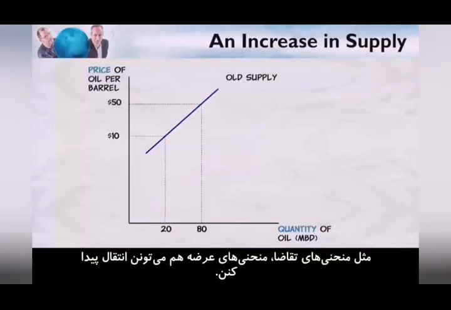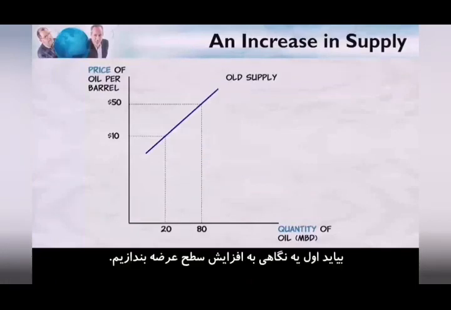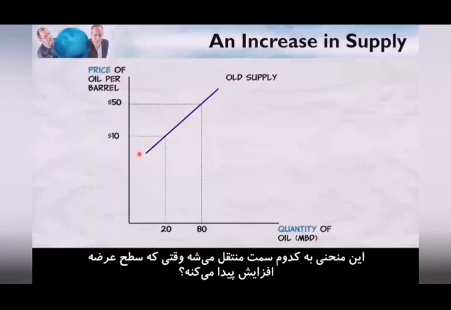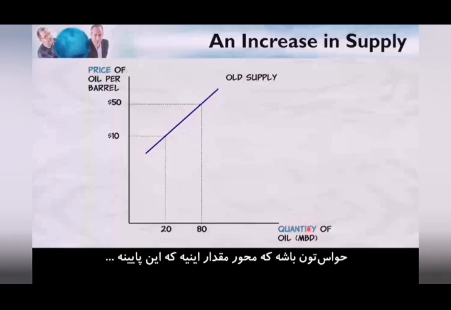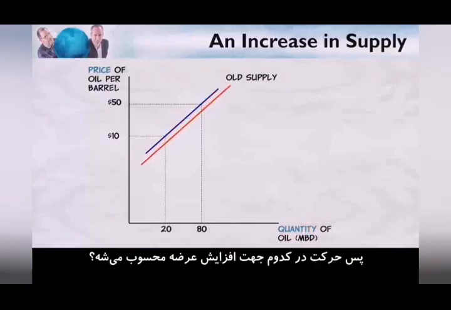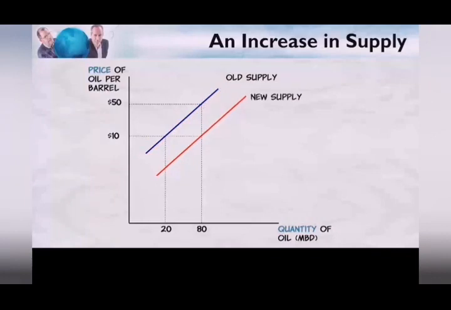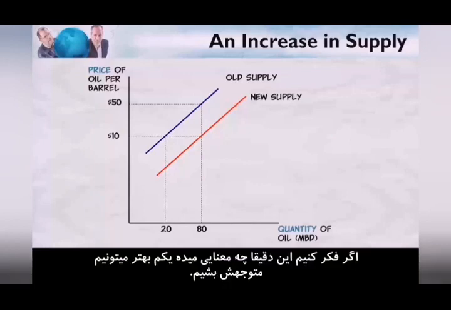As with demand curves, supply curves can also shift. Let's look at an increase in supply first. Which way is this curve going to shift when we have an increase in supply? Keep in mind that the quantity is down here. So which way would be an increased quantity? It's like this. You might be a little confused at first because that's also down, but it's to the right and down.